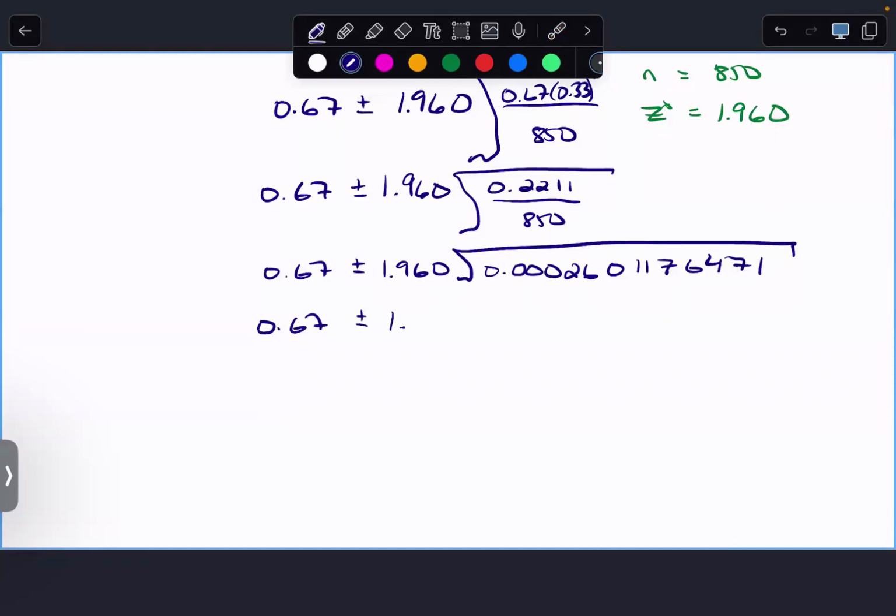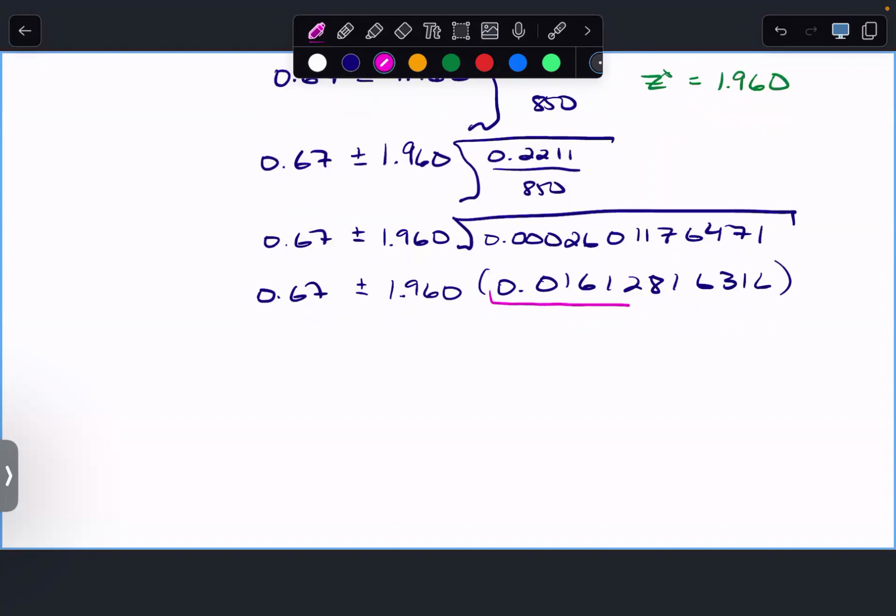0.67 plus minus 1.960 times 0.01612816316. Or you can just tell me where you stored it. If you want to show this work, you don't have to, but you can tell me where you stored it, and that's fine. What is this value? That's the standard error of p hat. That's the spread of p hat, right? It's essentially your standard deviation, so you can think of it as your standard deviation.